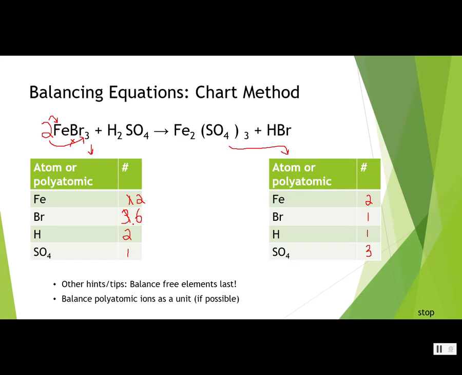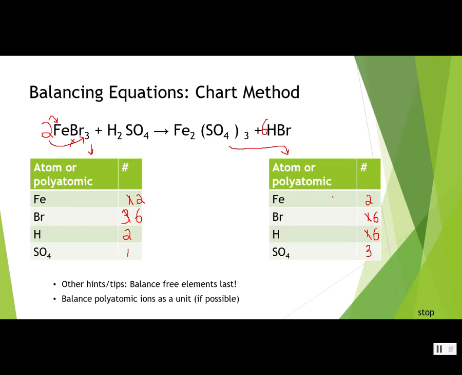Making that change to bromine is important because if I have 6 bromines on the left and 1 on the right, the only way I can get 6 bromines is to put a 6 out front of the HBr. I can't put anything in between. I can't put a coefficient in between atoms in a molecule. So I now have 6 bromines, and hopefully you see I also have 6 hydrogens.